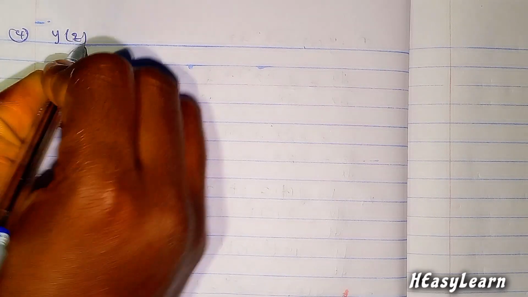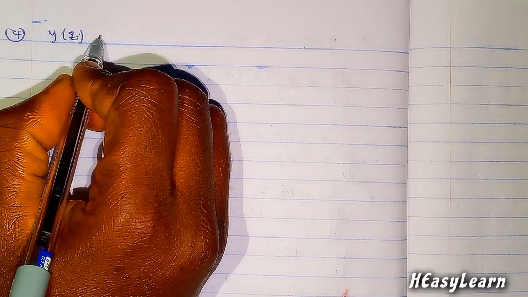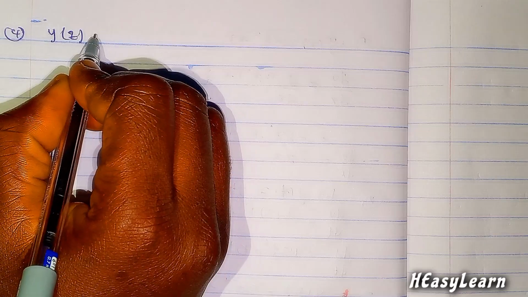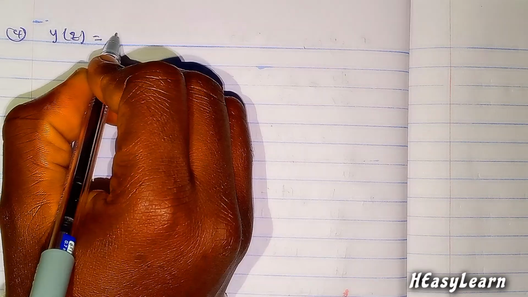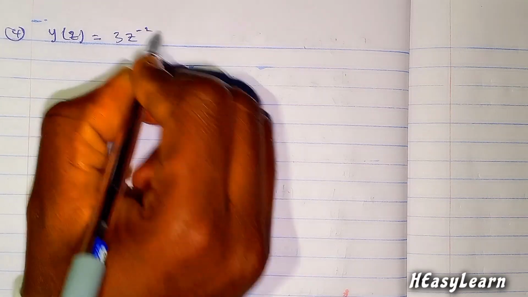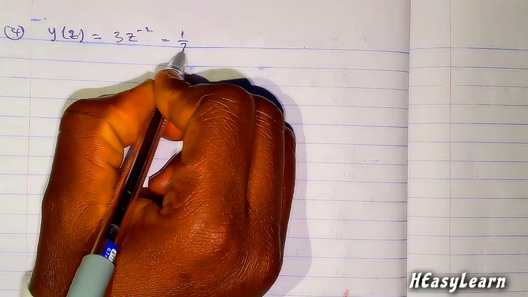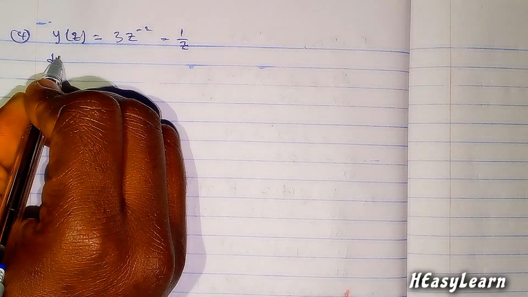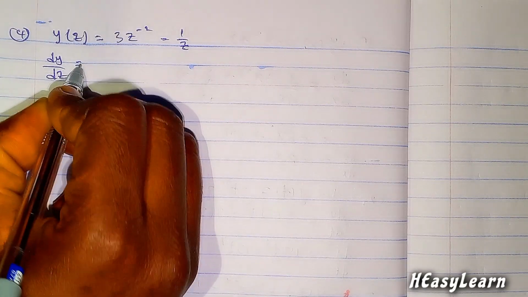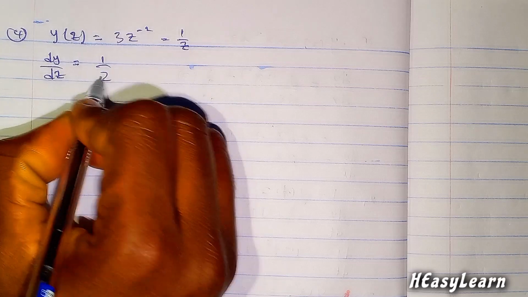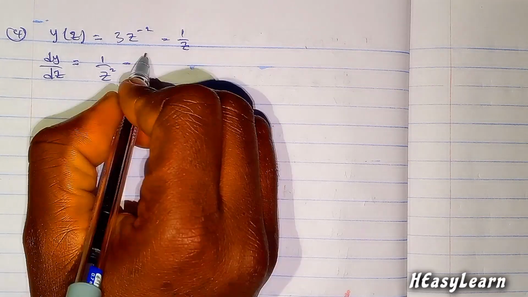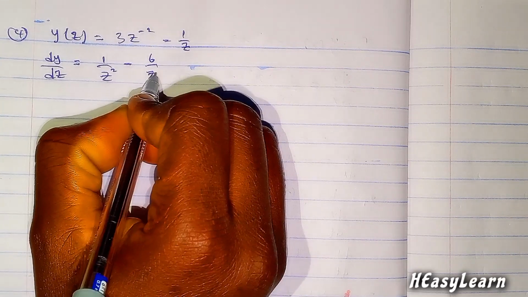Let y of z, you can also say let f of z, but in my case, let y of z equal 3z to the power of minus 2 minus 1 over z. So the derivative of this function is equal to 1 over z squared minus 6 over z to the power of 3.